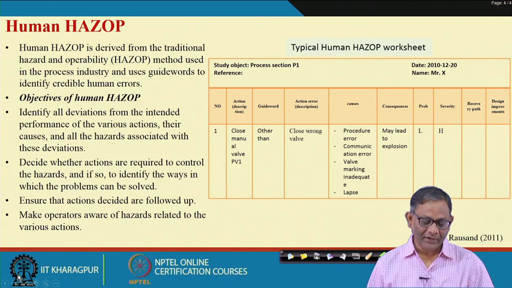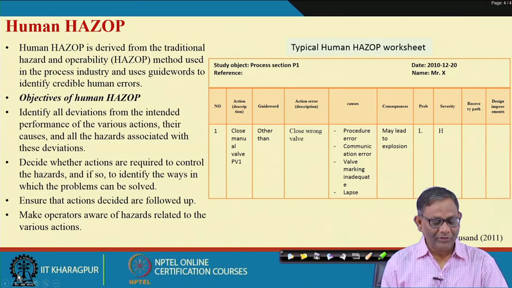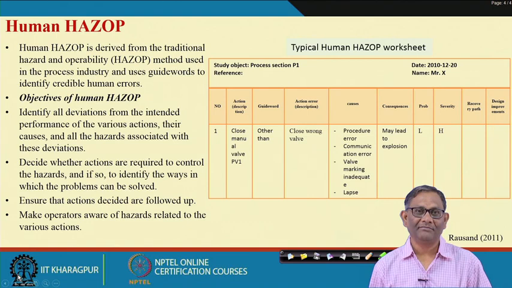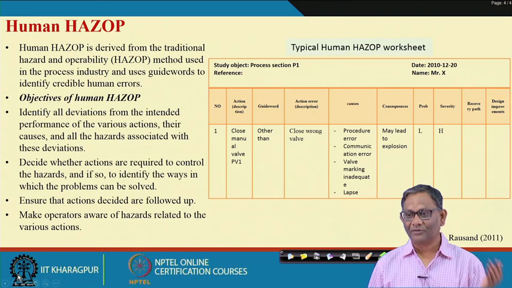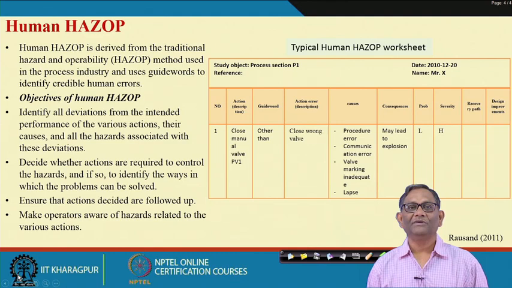recommendation for improvement. Now, in human HAZOP, in the same way, you have to know the elemental task, meaning the task which is not required to be further redescribed. So at the bottom level task, at every bottom level task, you find out what guide words are applicable for that task, then find out the deviation that can take place, the causes of the deviation, the consequences of those deviations, and how the deviations can be removed.